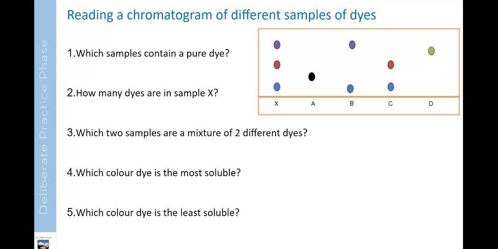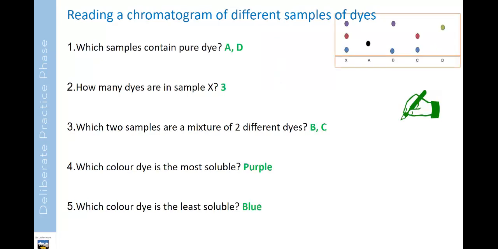Okay, so let's go through the answers. Green pens. Which sample contains pure dye? Must have been A and D because there's only one dot for each one of those. In sample X, there are 3 different dyes. B and C are samples that contain 2 different dyes because they've got 2 different dots as their results.